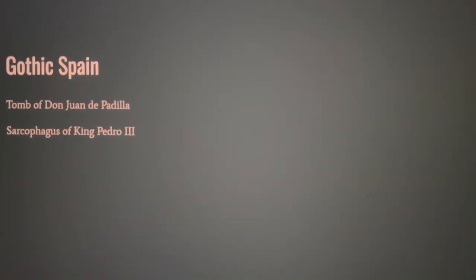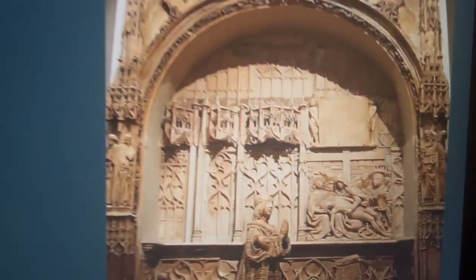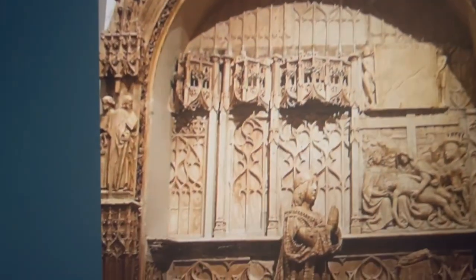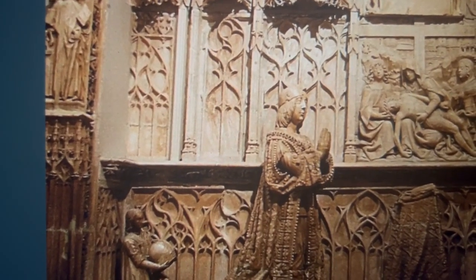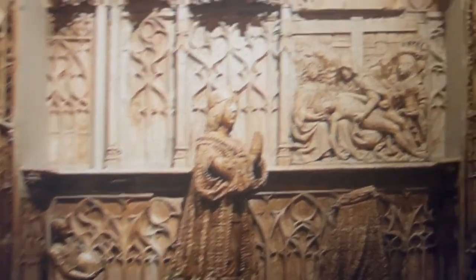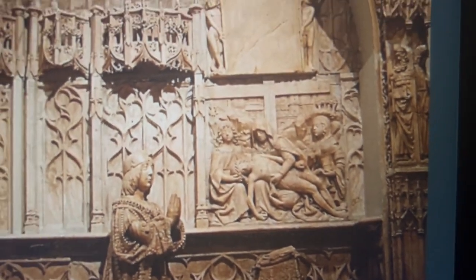Let's see, jumping over again to Gothic Spain, I've chosen the tomb of Don Juan de Padilla and the sarcophagus of King Pedro III. Now, I try to notice here that Christian iconography has pretty much entered into full force by now. Let's see, the relief here has the Virgin Mary. I thought it was this woman right here, but no, it appears to be her holding the dead Christ. And the sarcophagus actually has the apostles on it, images of apostles and saints.